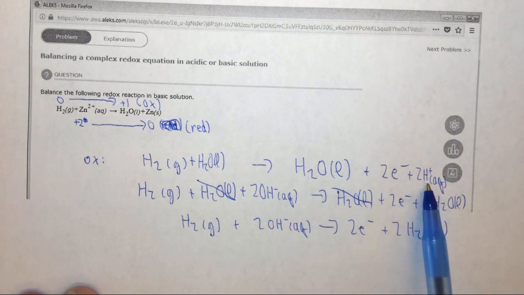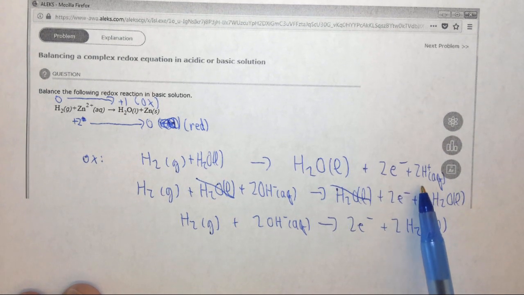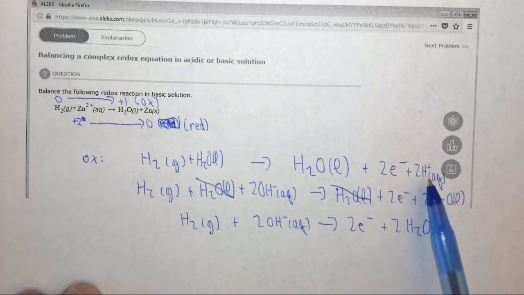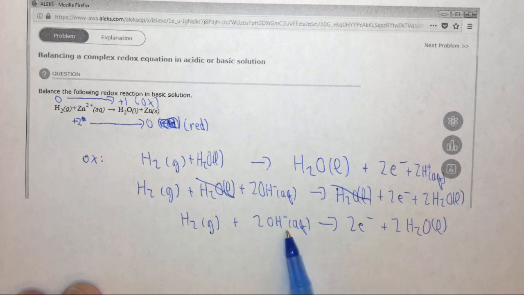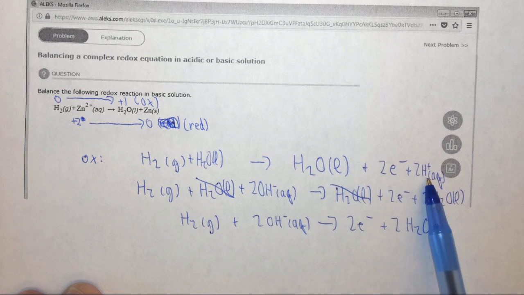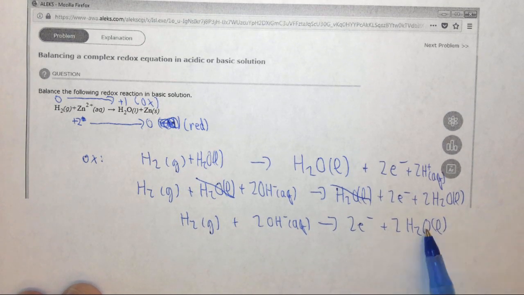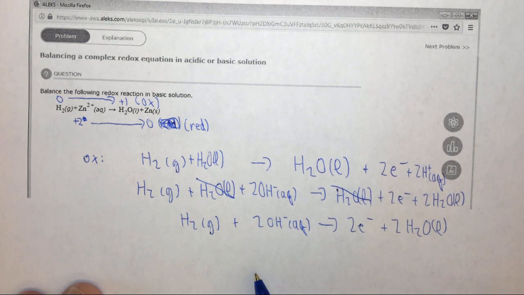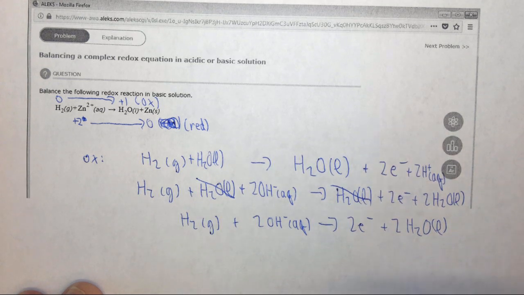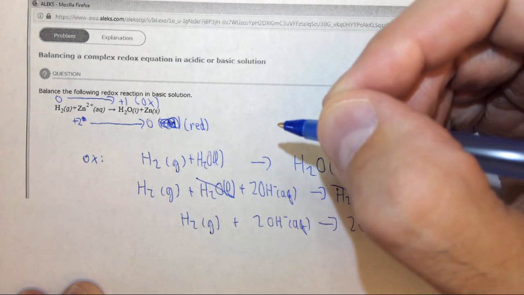So you do the exact same thing as you did above by adding acid to both sides, and then you neutralize that acid by adding the same number of OH minuses to both sides, so you get OH minus in this case on your reactant side, and your H plus interacts with OH minus to form 2 waters. So this is your half reaction for your oxidation reaction here. Now let's look at the other example.